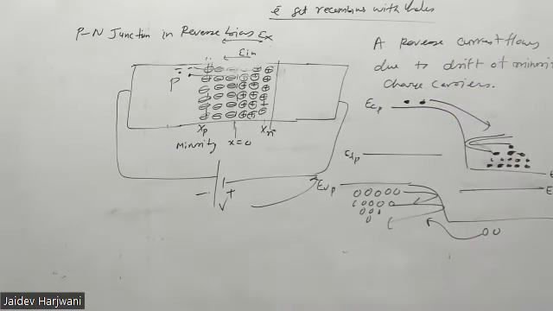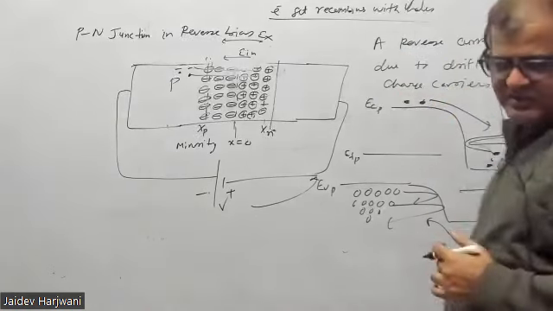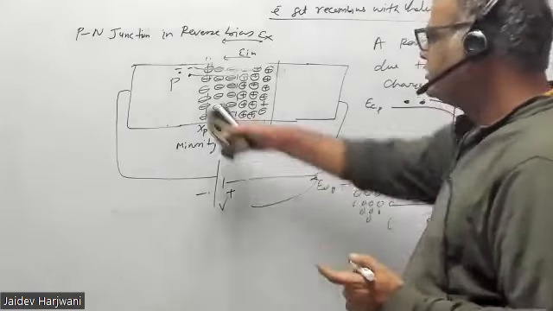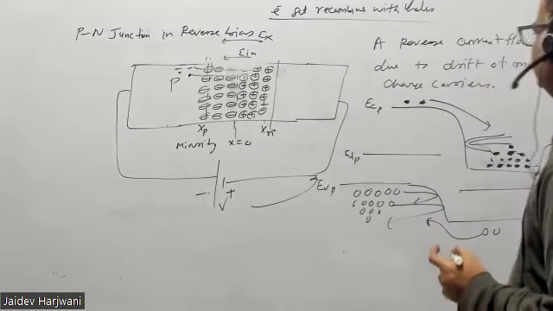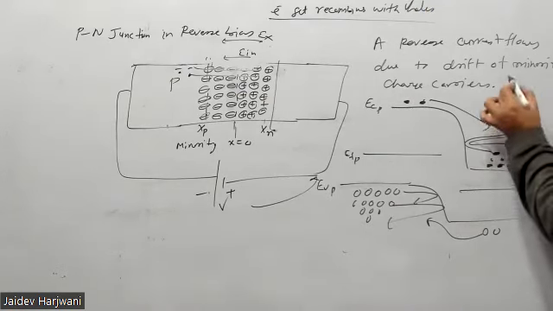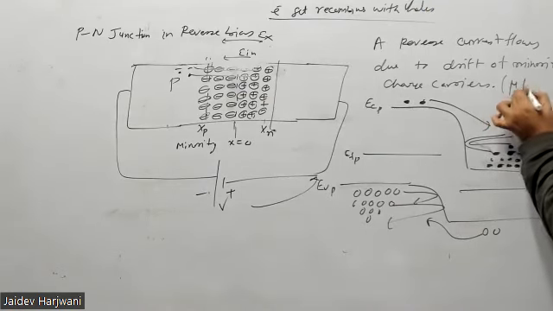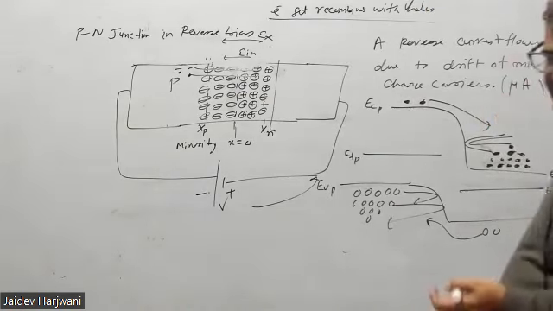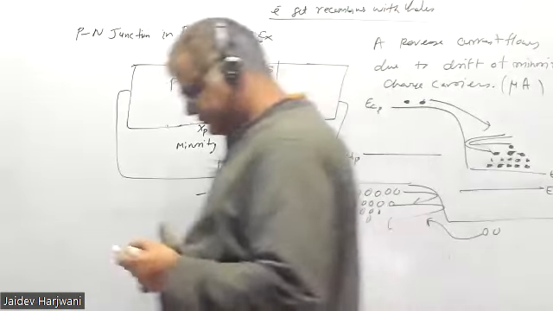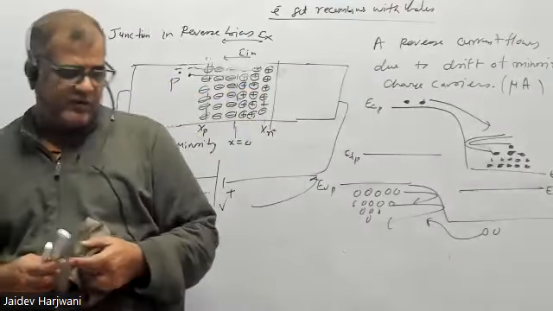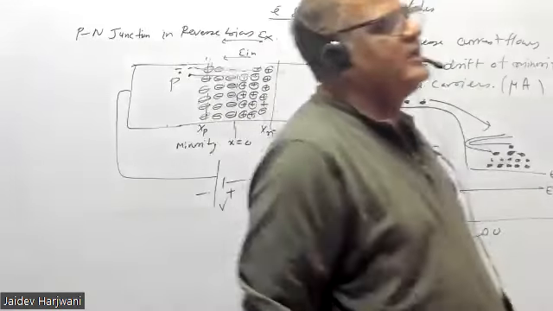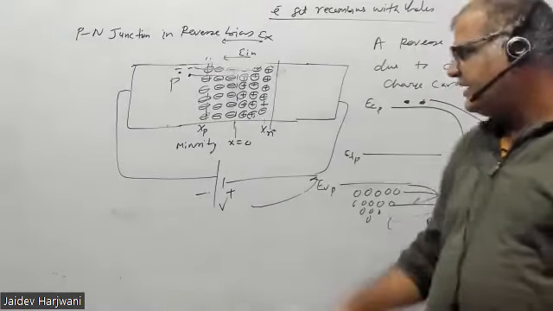And this current is in the negative direction, which I was showing. But because the number of minority carriers is very low, the reverse current value is very low. The reverse current is in microampere, and the forward current is in milliampere. That is the difference.